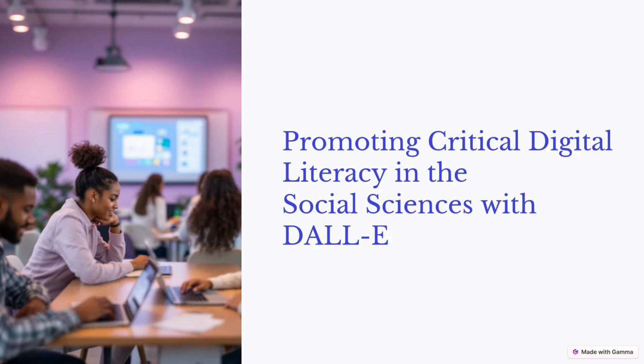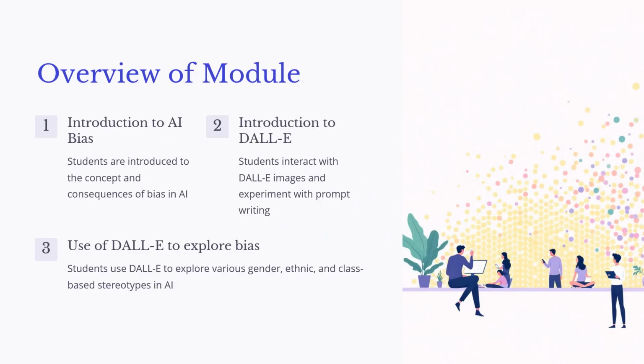So in this strategy, we look at how we can use DALL-E image generation in infusing some digital literacy into the social sciences. So first, students are introduced to the notion of AI bias. Then they get to interact with DALL-E. They get to analyze some images that were created by DALL-E. And then finally, we're really applying the social science focus here, where students get to look at different patterns of stereotypes and bias that they see in DALL-E generated images.